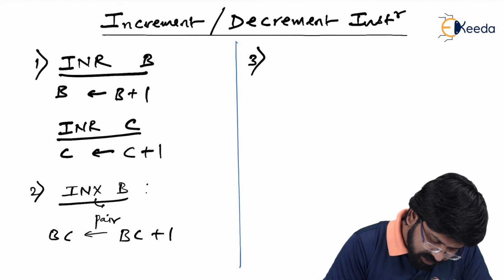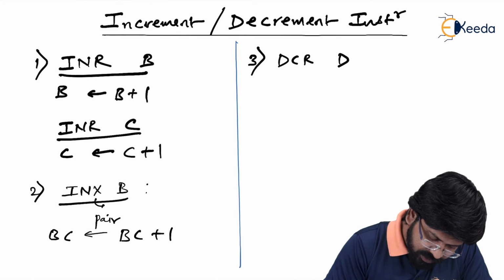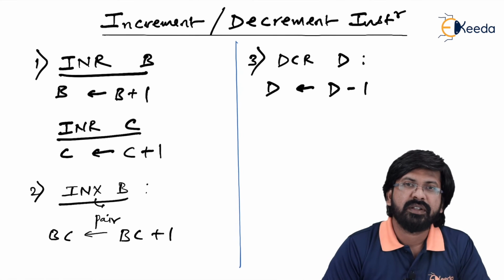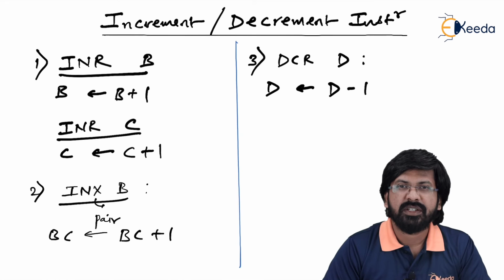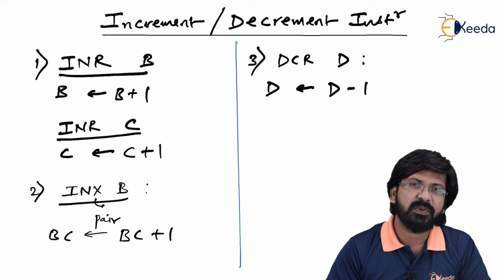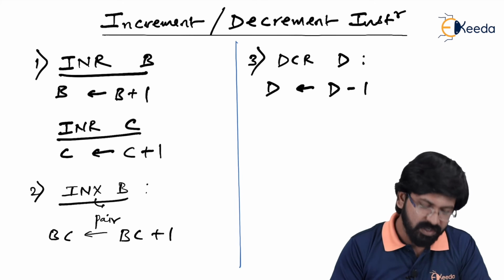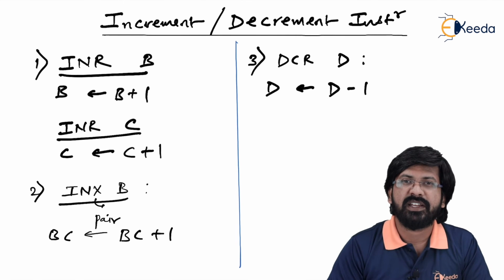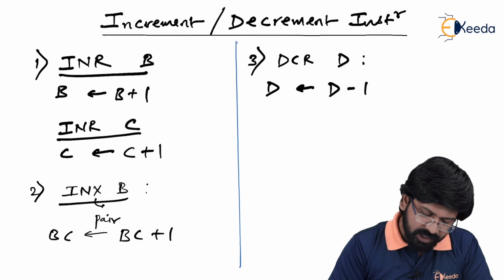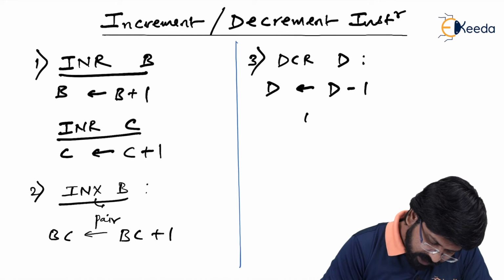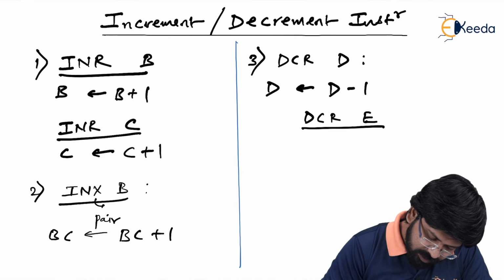The third example that we will see is DCR D. It decrements the content of D by 1, and again D is updated. For example, in a program, if you want to repeat a certain set of code, then you write a loop and use a particular register as a counter, and keep decrementing it until it becomes 0. So this instruction is popularly used while creating loops. So DCR D decrements the content of D by 1 and D is updated. Or you can write another example, DCR E, which similarly decrements E by 1 and E is updated.